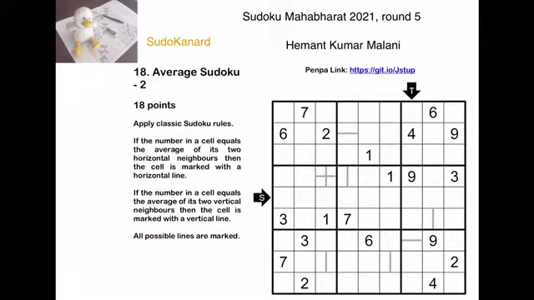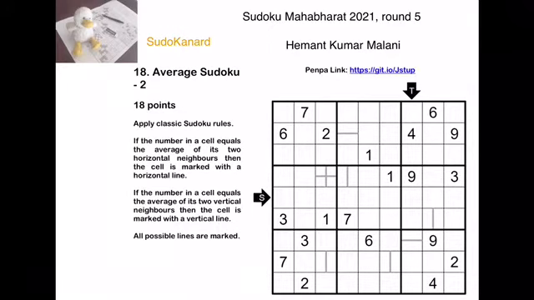This is an average Sudoku puzzle. Well, average Sudoku is the name of the variant. It's not an average puzzle, it's a very good puzzle. It was featured on round 5 of Sudoku Mahabharat, which was constructed by Hemant Kumar Malani. And it was the highest pointer in the round, and it was definitely the hardest puzzle. But it was reasonably approachable, I think, once you understand a few things about this variant.